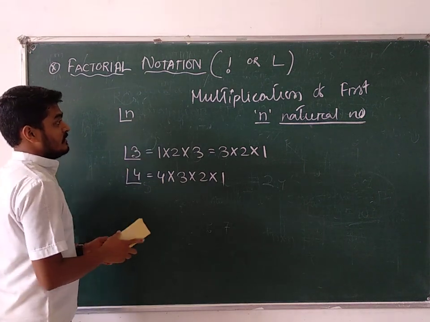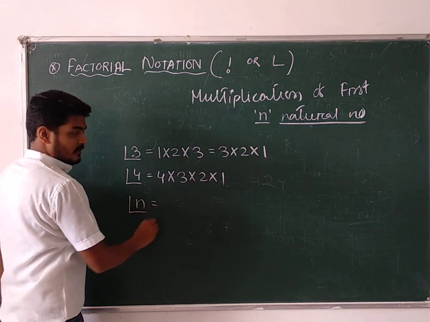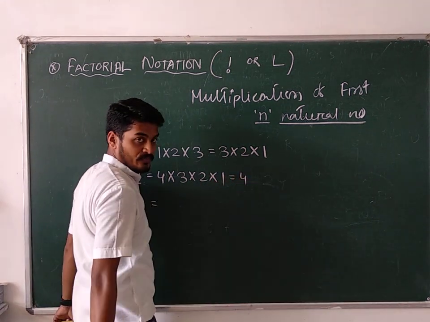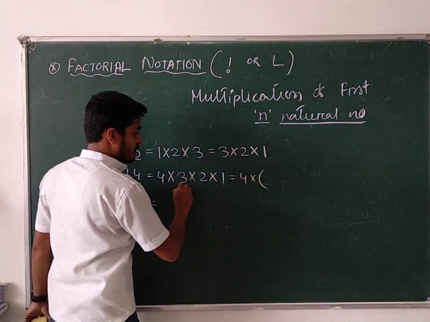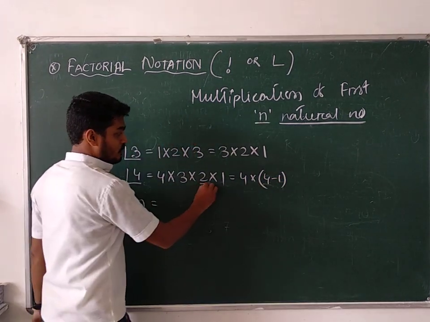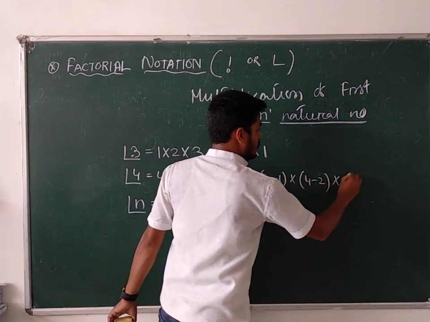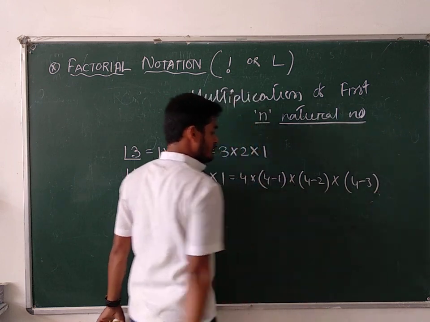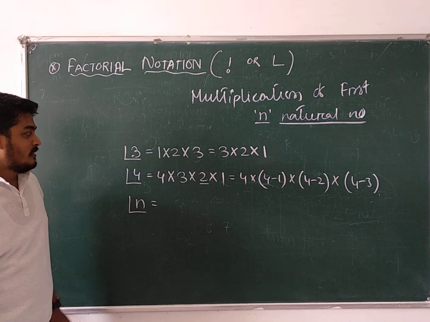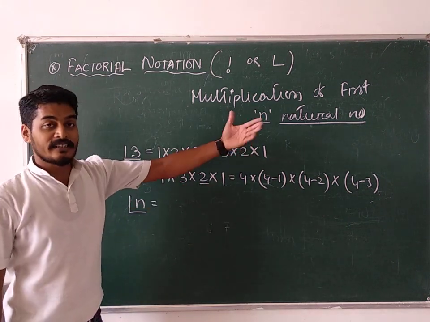Factorial of n means the multiplication of first n natural numbers. So factorial of n means, obviously, we can easily write down from this number in decreasing order. So you can write 4 into, in place of 3, you can write 4 minus 1. Am I correct? Then 2 means what? 4 minus 2. 1 means what? 4 minus 3. So observe carefully what you have got: 4, 4 minus 1, 4 minus 2, 4 minus 3, in this way.